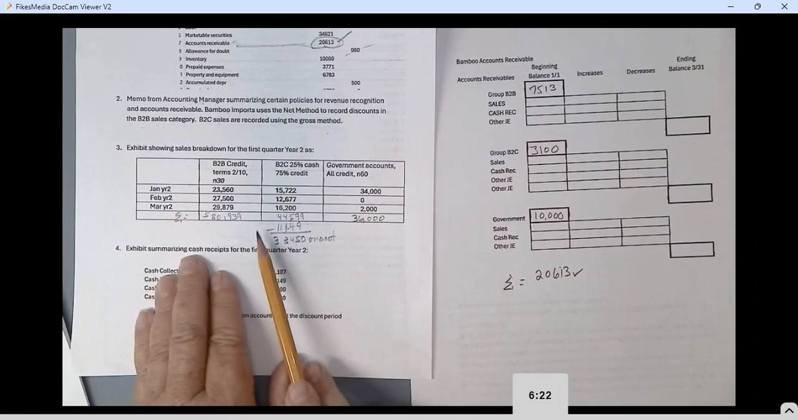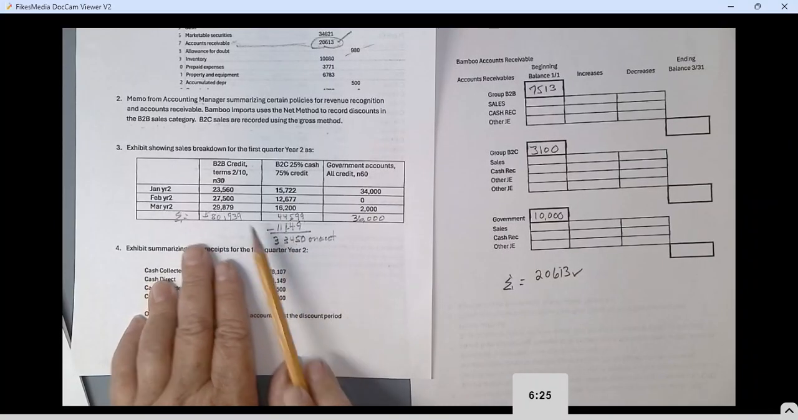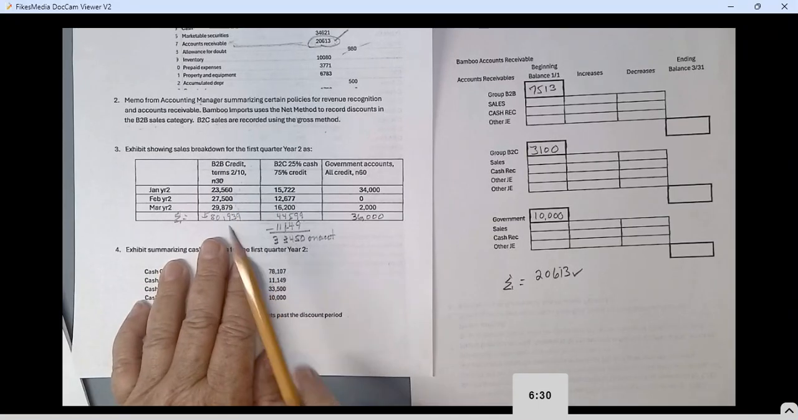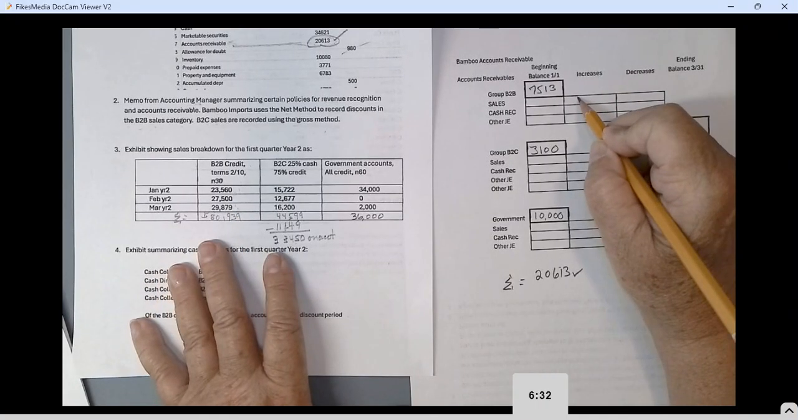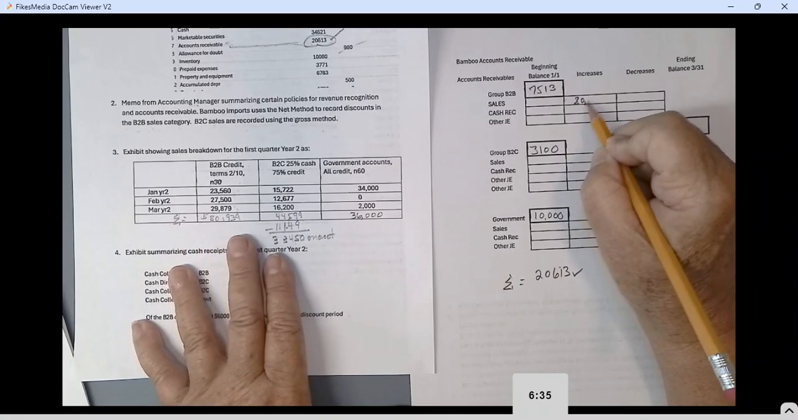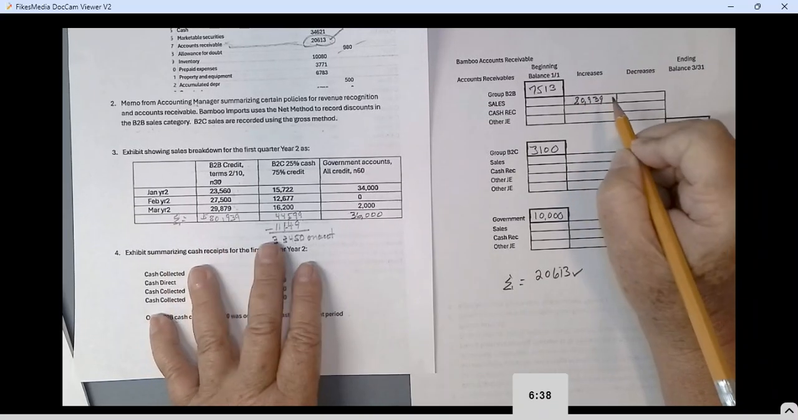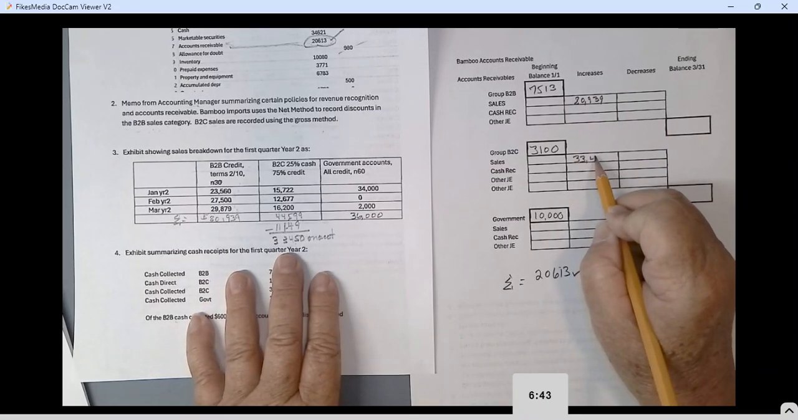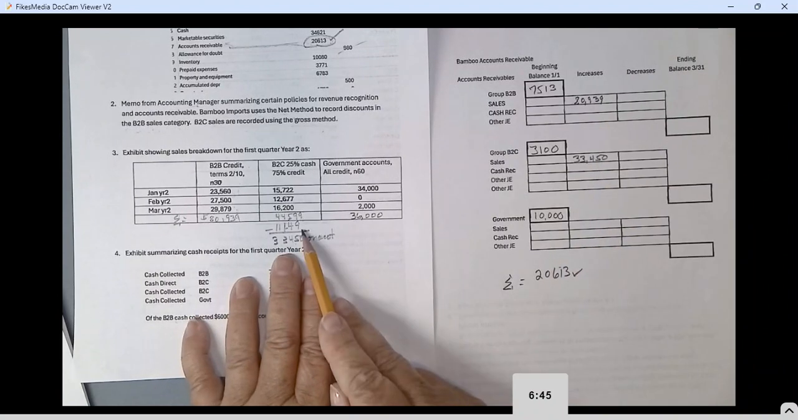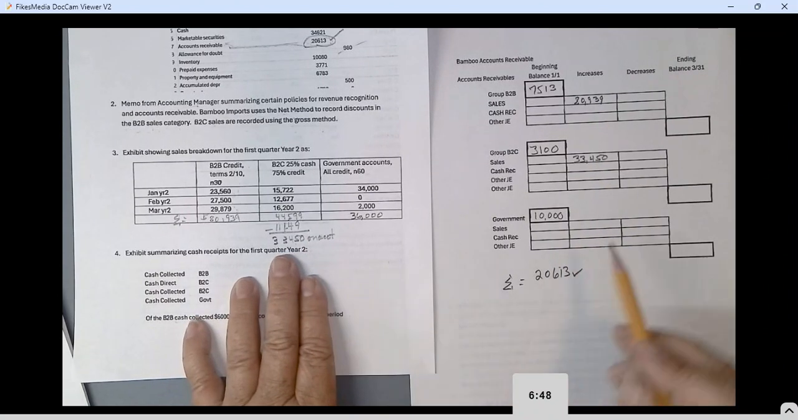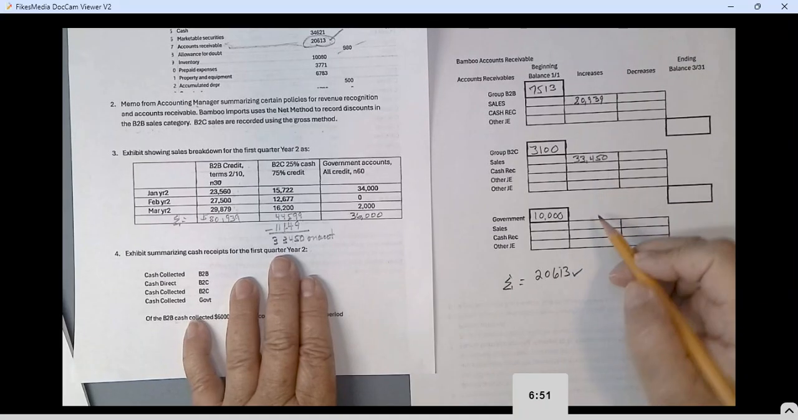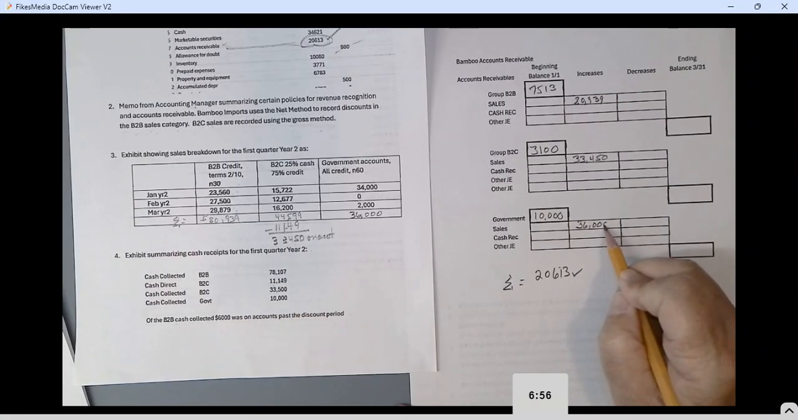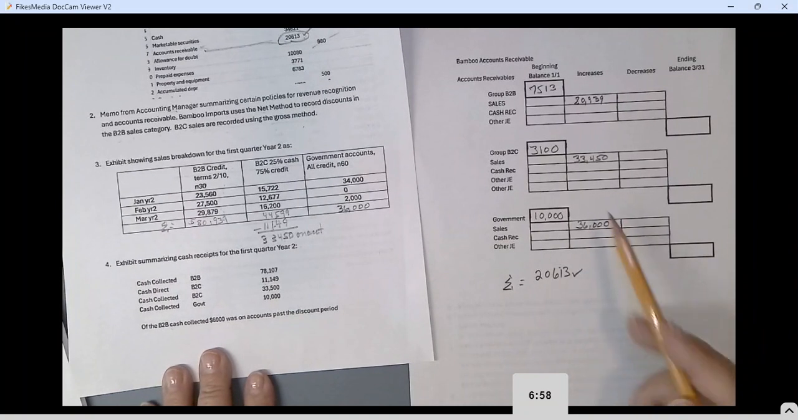Okay, so now let's go to our recording of sales. So my recording of sales, these are recorded at net. So these are net sales recorded at net of discount. So I have sales for the B2B of 80,939. I have sales here of 33,450. Okay, so we eliminated the cash sales from here, from the roll forward. And I have government accounts of 36 for sales. So I have my sales roll forward.